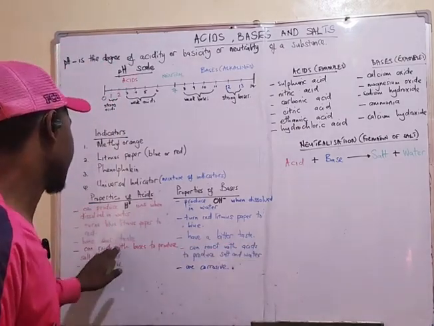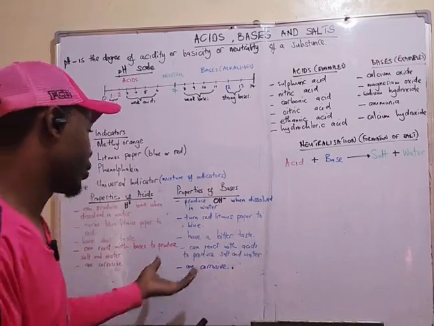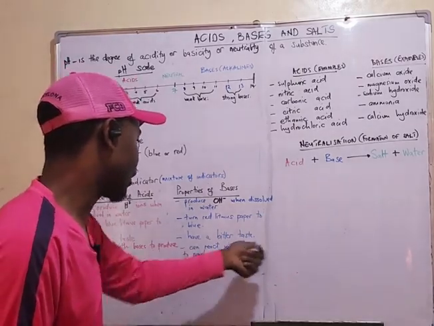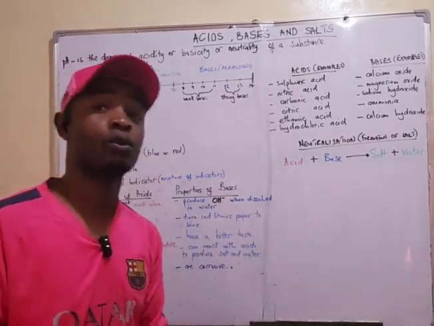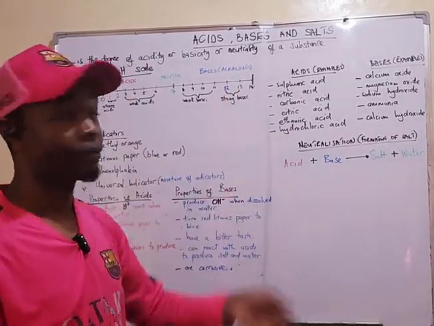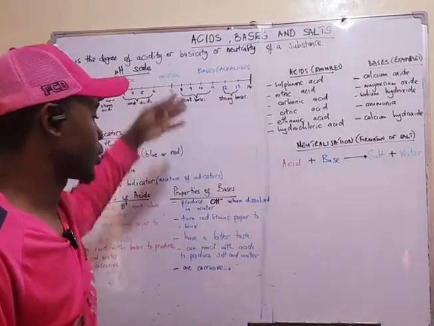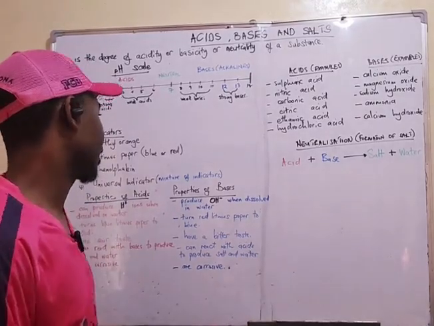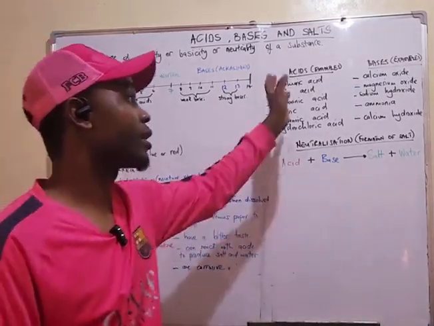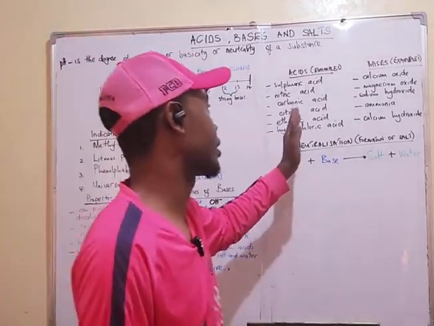Unlike the acids, which have what we call a sour taste. Then also, bases can react with acids to produce salt and water. And I've already said that salt and water are said to be neutral substances. Then they are also corrosive, just like the acids.